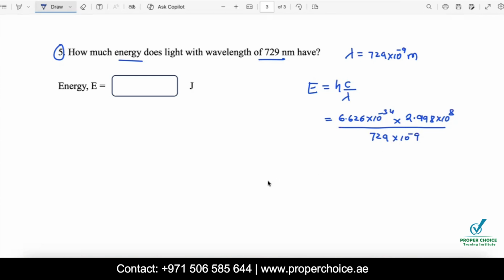Put it carefully in the calculator. You'll get the energy as 2.72 into 10 to the power negative 19 joule. This is in terms of joules. If they are asking you to convert into electron volt, you should divide it by 1.6 into 10 to the power negative 19, if needed. But here they asked for energy in joule itself. Fine. 2.72 into 10 to the power negative 19 joule. So that's all the calculation type of questions we expected on the photoelectric effect.